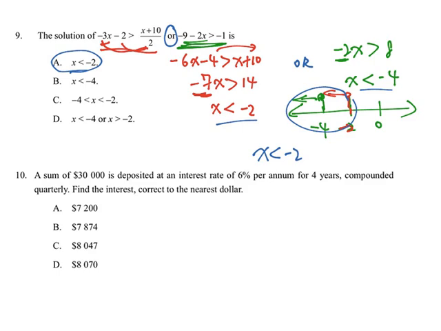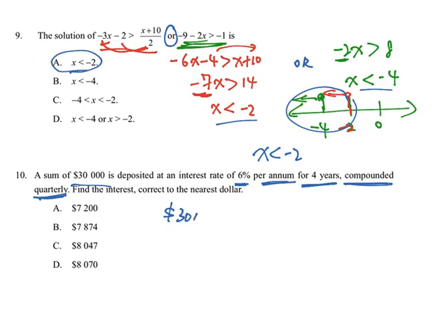Next, question 10. This one is about the compound interest. So we have $30,000 and then put it to the bank. Then we have interest rate 6% annually every year, and then we put it for 4 years, and then compound quarterly. Quarterly, that means every year you get 4 times interest.